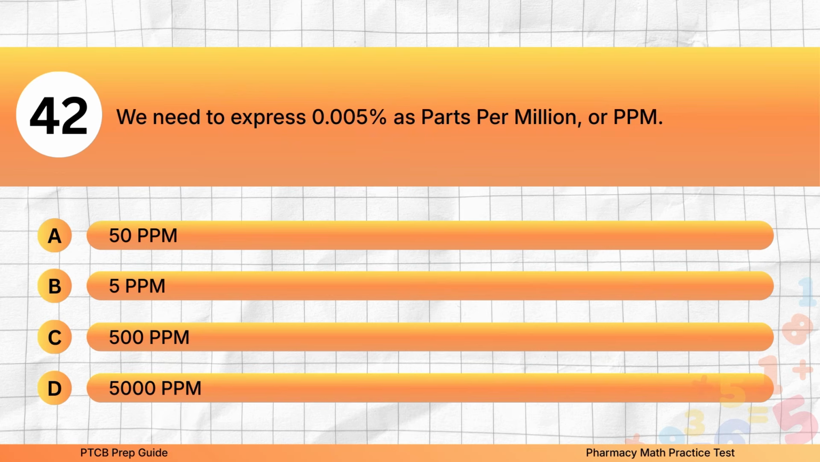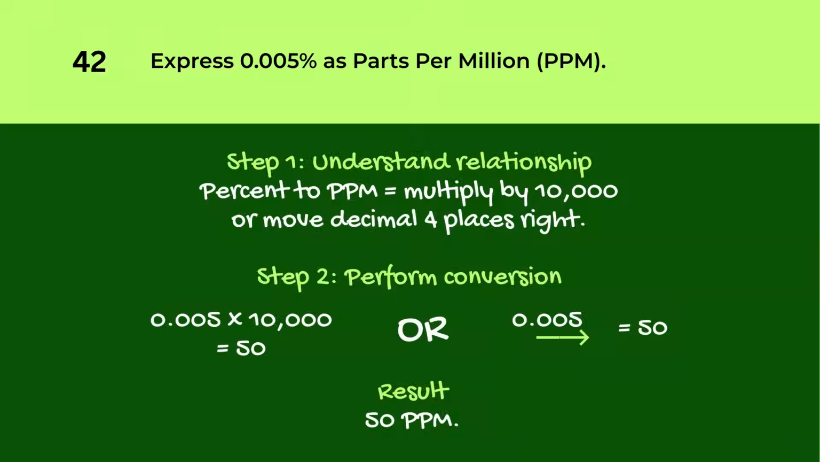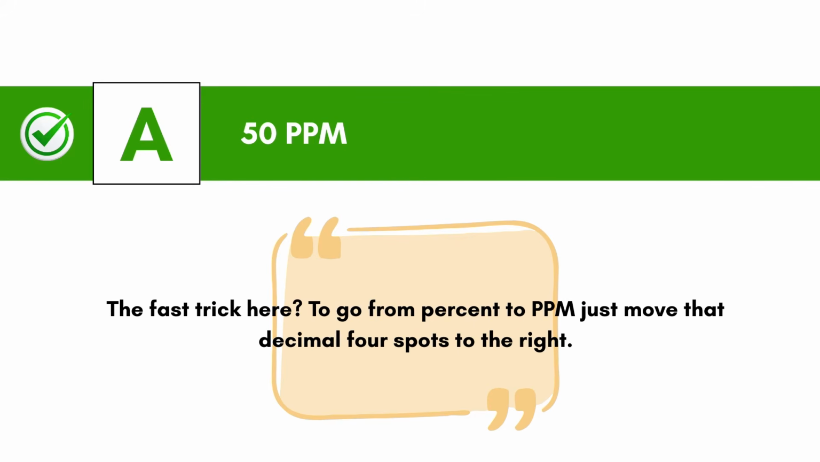We need to express 0.005% as parts per million, or ppm. Is it A, 50 ppm, B, 5 ppm, C, 500 ppm, or D, 5,000 ppm? Take a moment to work that out. Percentage literally means parts per 100. We want parts per 1 million. To get from 100 to 1 million, you multiply by 10,000. That means we move the decimal point 4 places to the right. If you take 0.005 and move the decimal 4 spots to the right, you land on 50. Lock it in at 50 ppm. Option A is correct. The fast trick here? To go from percent to ppm, just move that decimal 4 spots to the right.